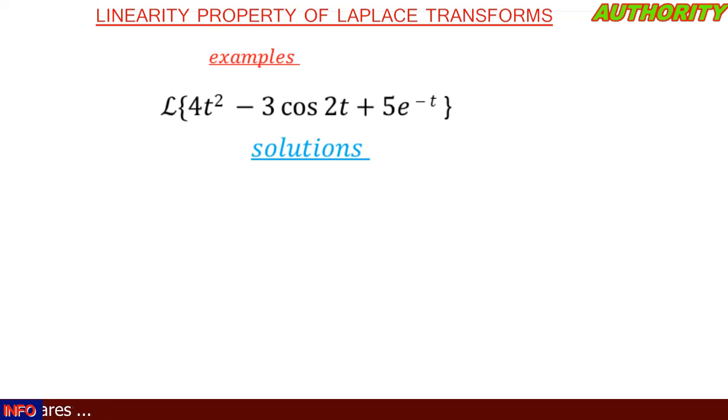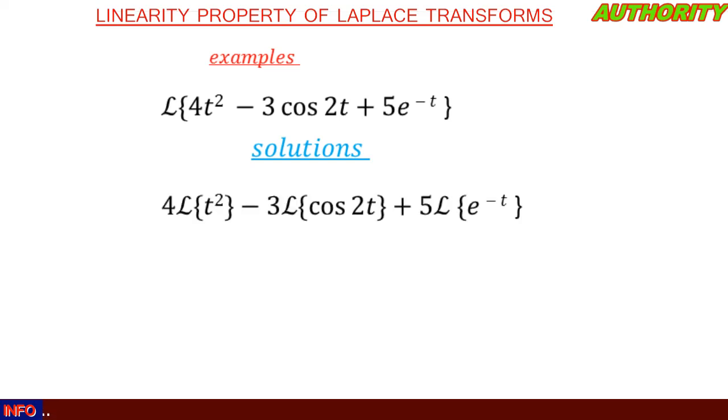So look at what I'm trying to say. The first variable here, we have 4t squared. Then 4 is a constant. We take it behind, and then take the Laplace transform of the variable t squared. So we have 4 times the Laplace transform of t squared. The next one, we have 3 cos 2t. 3 is a constant. We take it behind, then we have minus 3 times the Laplace transform of cos 2t. Then we say plus 5, we take it behind, then we have the Laplace transform of e raised to the power of minus t. Is that clear?